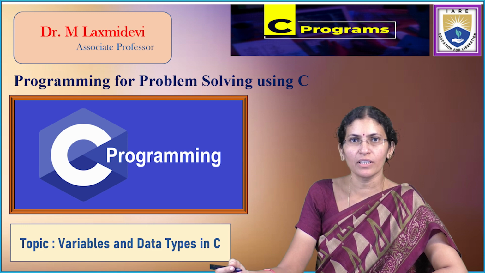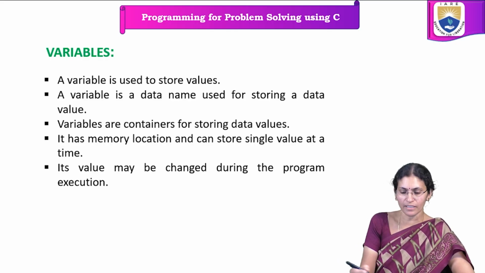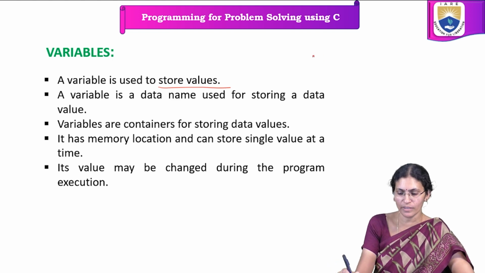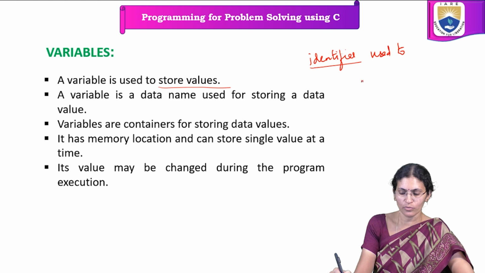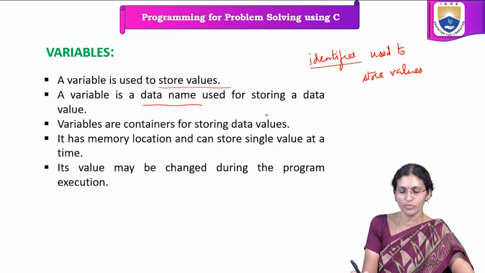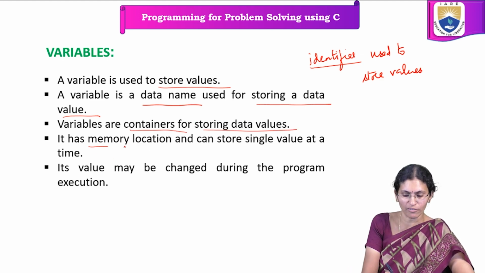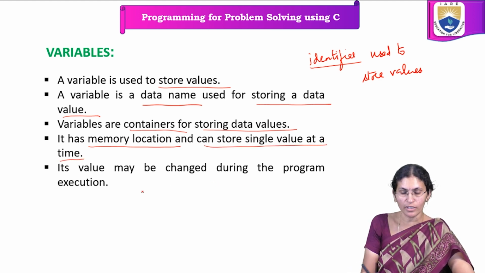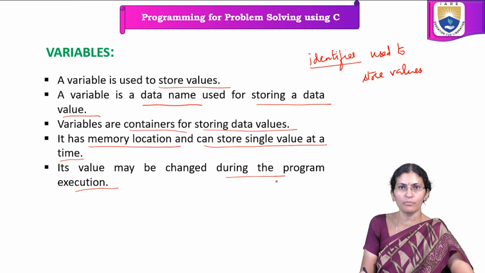In today's video lecture, we will discuss variables and data types in C. So first, let us see what variables are. A variable is used to store values, or in other words, a variable is an identifier used to store values. A variable is a data name used for storing a data value, or you can say these are containers for storing data values. Associated with a variable we have a memory location, and it can store a single value at a time. Its value can be changed during the program execution. That is a property of the variable.